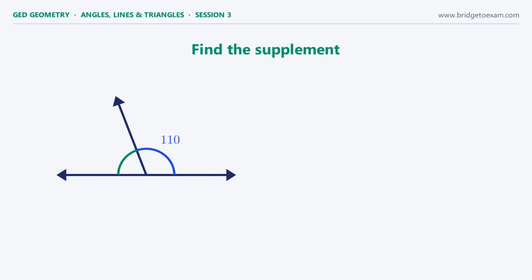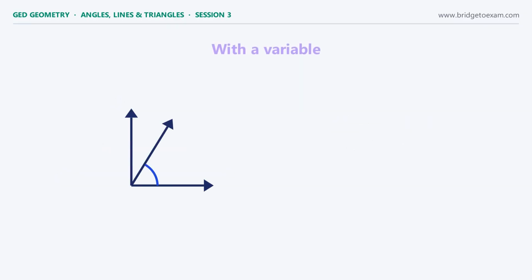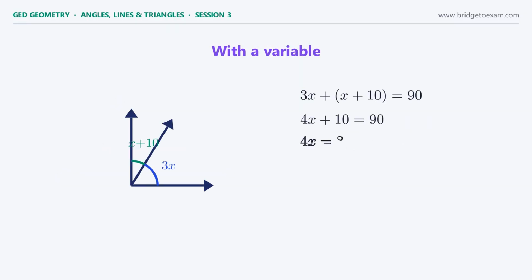Now a supplement, which works exactly the same way, just with a different total. Two supplementary angles sit together on a straight line, forming 180 degrees. So if one of them is 110 degrees, the other is 180 minus 110, which is 70 degrees. And let's verify. 110 plus 70 is 180. To find a supplement, you subtract from 180. Same idea, bigger total.